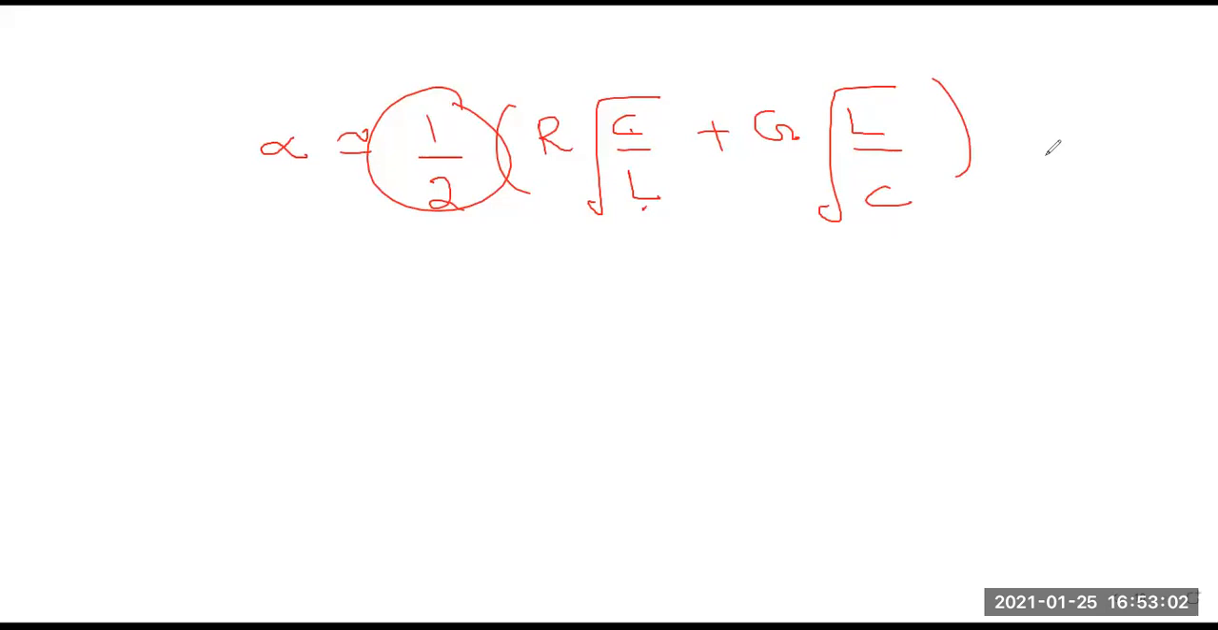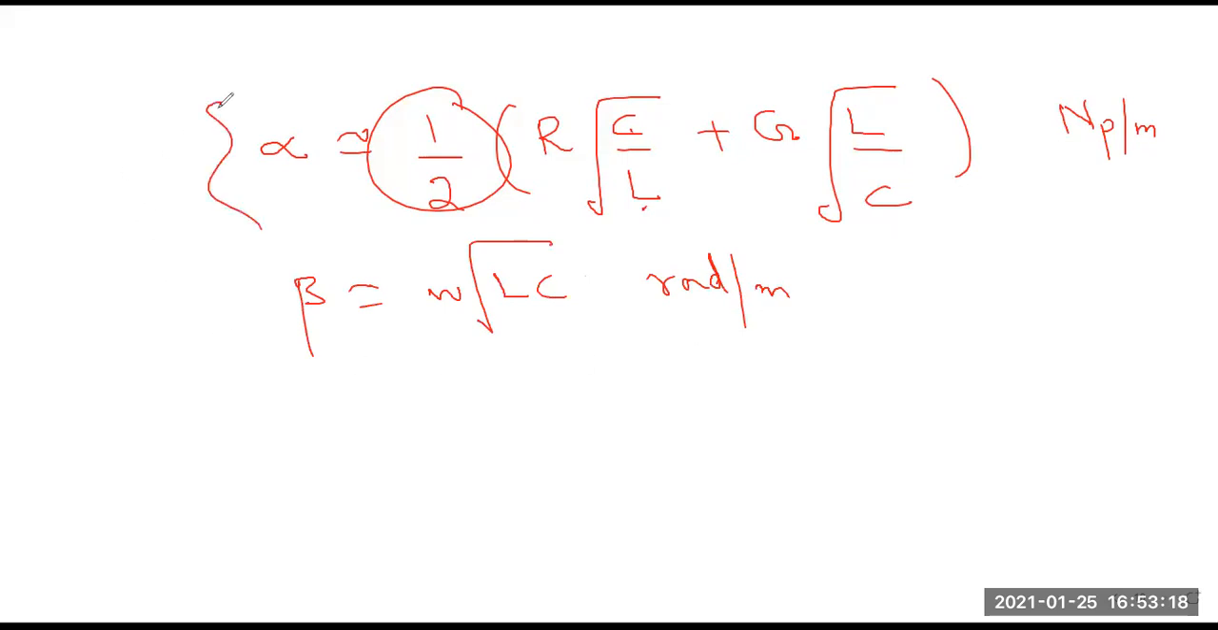So this is the attenuation constant, and you should remember the units of the attenuation constant are Nepers per meter. And the beta value we have also found, which is omega square root of LC, which is measured in radians per meter. So whenever you are dealing with low loss transmission lines, you can make use of this expression to find out the attenuation of the transmission line, and this expression to find out the phase constant.